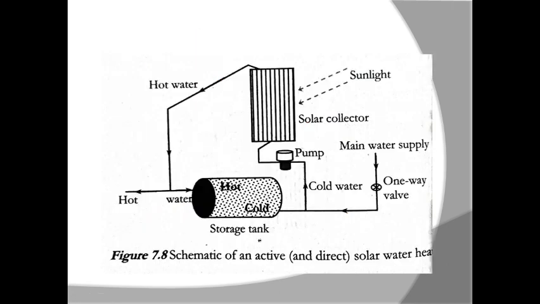So let us see a picture. So here we have a main water supply which is giving water into the cold tank, and this water can be taken up into the solar heater using pumps. So the pump is the main difference between a passive system and an active system. Pump will pump the water into the solar collector where it will be heated up, and this hot water will be flowing down into the tank.